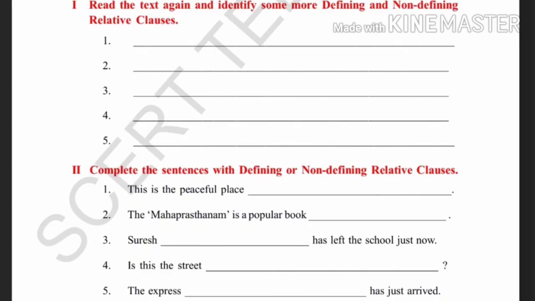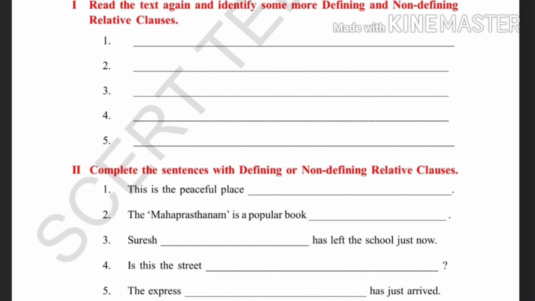These two bits are the exercises from our textbook. First one, read the text again and identify some more defining and non-defining relative clauses. So here I am not going to spoon feed you. You have to read the total lesson and identify defining and non-defining relative clauses. Coming to the second bit, complete the sentences with defining or non-defining relative clauses. So I will complete these sentences orally and you have to come up with your new sentences.